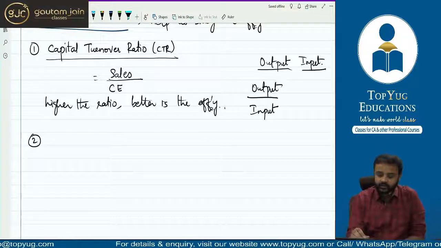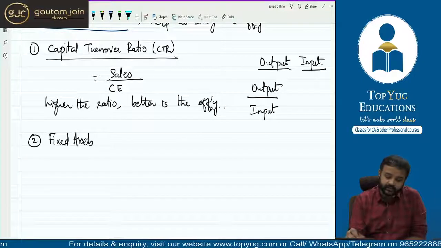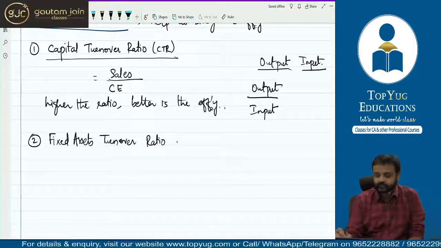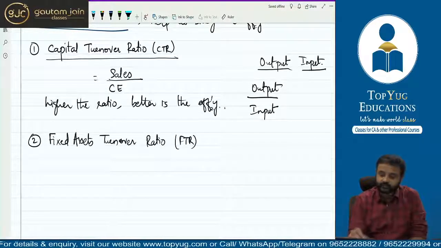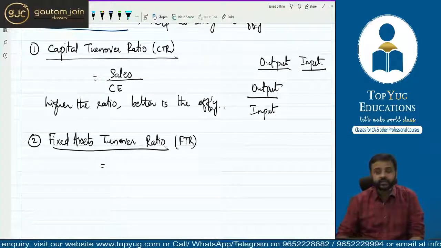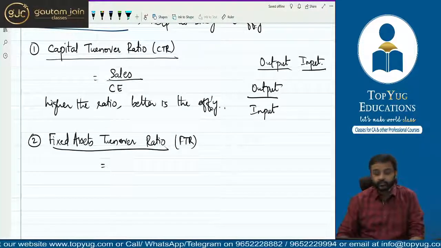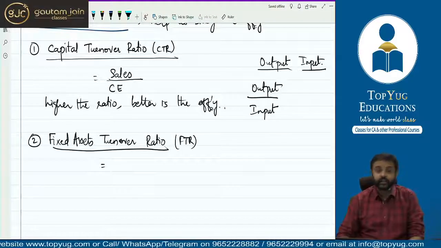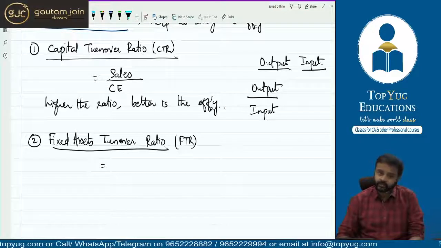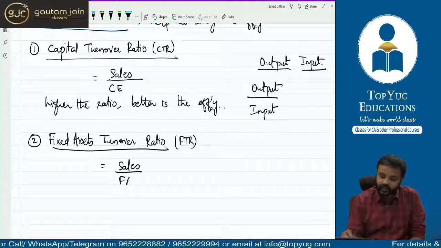What's the next one? Fixed assets turnover ratio. In short, I'll call it as FTR. Okay, fixed assets turnover ratio. Now again, in this, if you understand, there are two variables, fixed assets and turnover, which means sales, and those two variables share an input and output relationship. Sales is output and fixed assets is input, isn't it? Correct. So we'll have to write sales in the numerator and the denominator will be fixed assets.